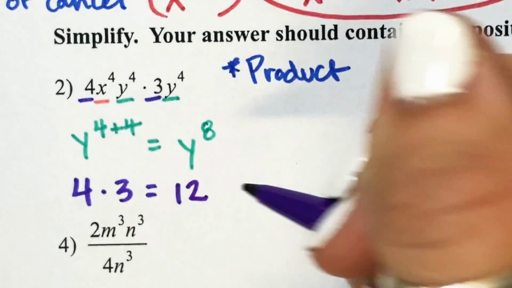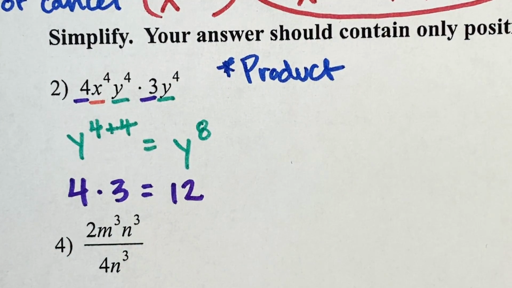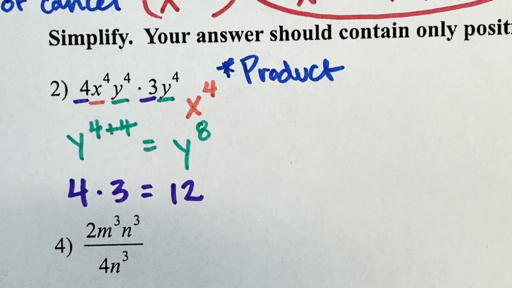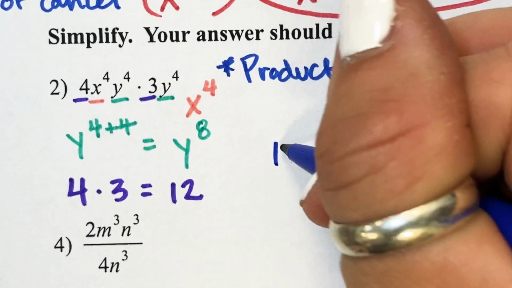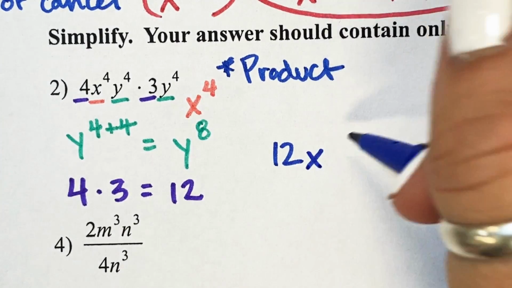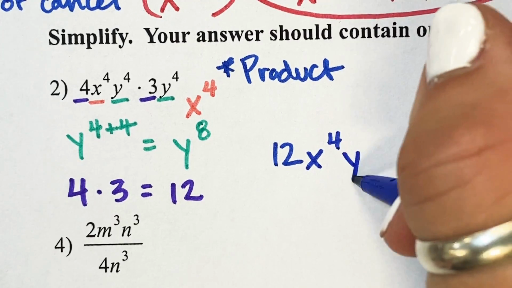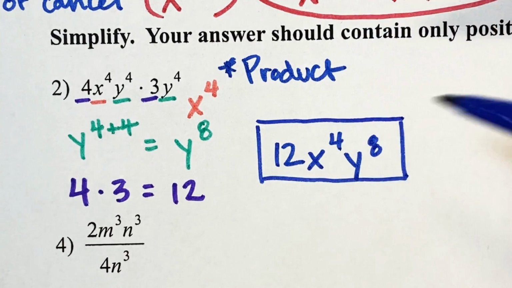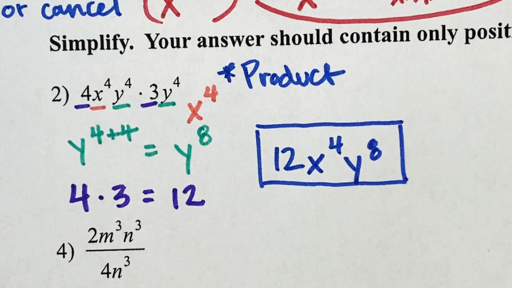Okay, 12. Beautiful. So now let's just put all of our pieces together. Okay, we already had an x to the 4th. We didn't need to combine that with anything. So now we can put all of those pieces together. We always put our coefficient in front, so we have 12. X comes before y in the alphabet, so we'll put x first, x to the 4th, and y to the 8th. And that is our simplified answer.